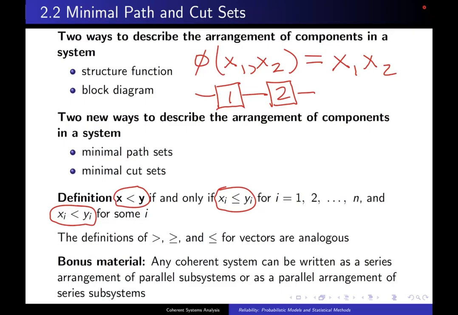Now there's going to be definitions of greater than or equal to, less than or equal to, and those definitions are analogous. Now one bonus that comes from defining these things called minimal path sets and minimal cut sets is any coherent system of components can be written as a series arrangement of parallel subsystems or as a parallel arrangement of series subsystems.